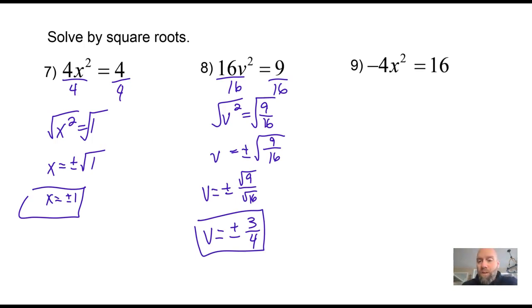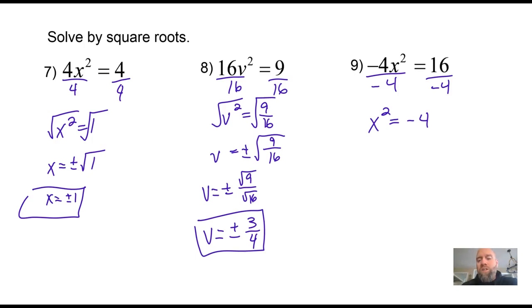All right, number 9. Again, I'm using the division property of equality. I divide both sides by whatever's sitting in front of x squared. That helps me isolate x squared, or get x squared all by itself. Okay? Now I've got -4 chilling over there. Okay? 16 divided by 4 is 4. A positive divided by a negative is a negative.